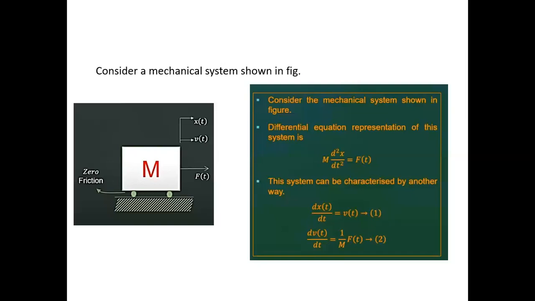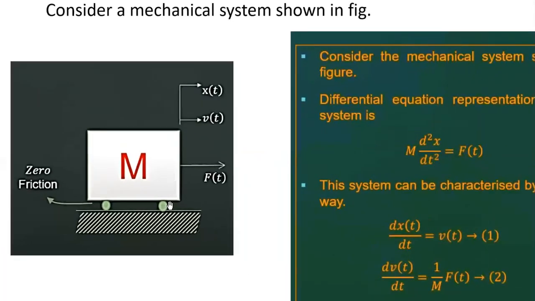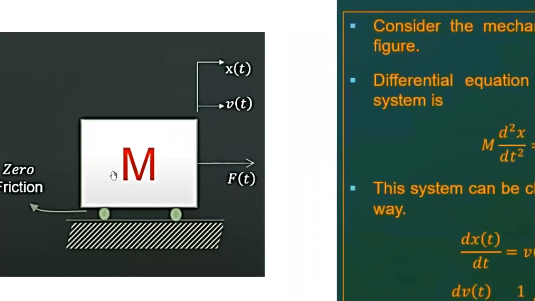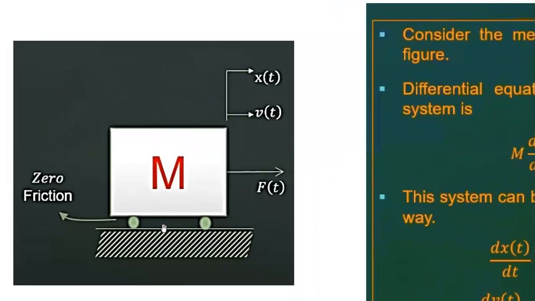So we'll discuss this through one example. Let's consider a mechanical system here. A block of mass m is placed on a ground, and a force F is applied and it moves.